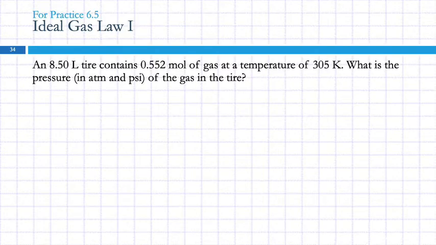So, ideal gas law. An 8.50 liter tire contains 0.552 moles of gas at a temperature of 305 Kelvin. What is the pressure in atmospheres and PSI of the gas in the tire? So reading this problem, obviously we're talking about the ideal gas law, and it says ideal gas law at the top. But on an exam, they're not going to be labeled like that for you, right?